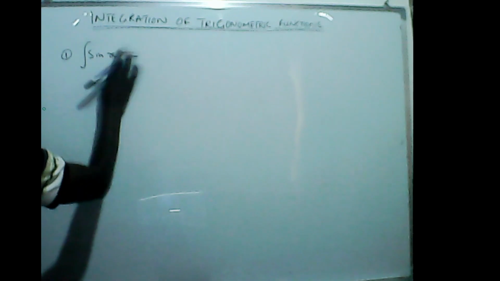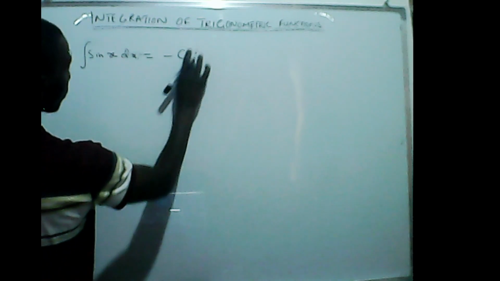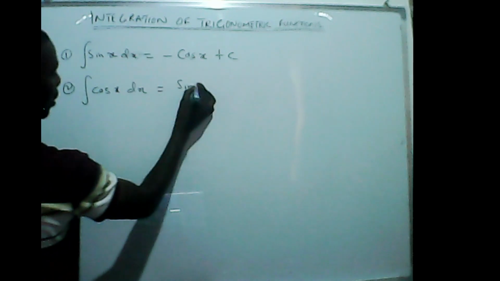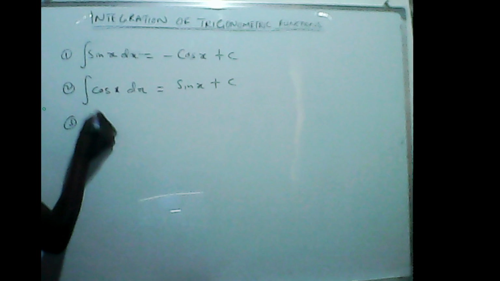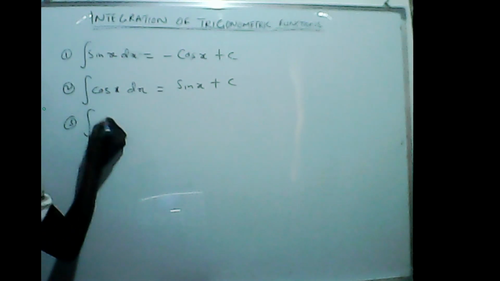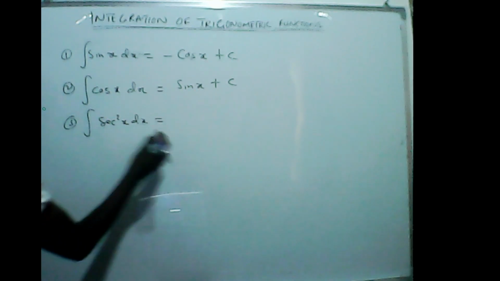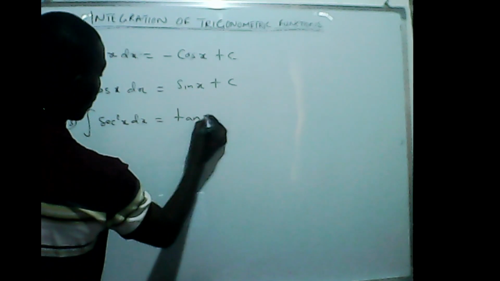Right, let's say we want to integrate, that will be given in the formula plate. Number 1, the integral of sine x dx is equal to negative cos x plus c. Then number 2, the integral of cos x dx is given by sine x plus c. Then number 3, the integral of sec squared x dx is equal to tan x plus c.